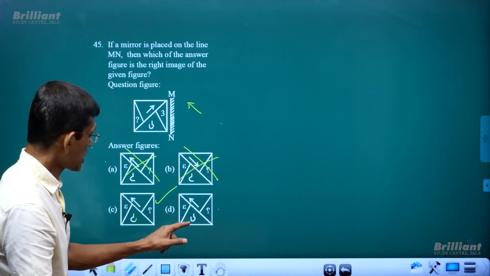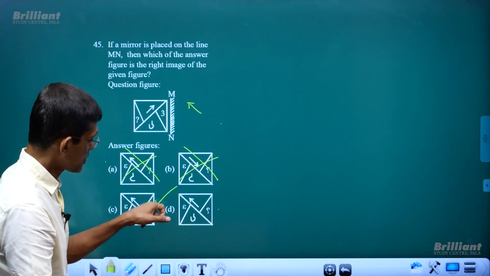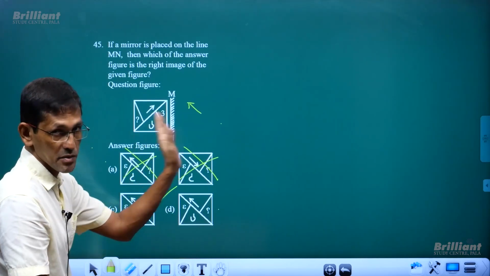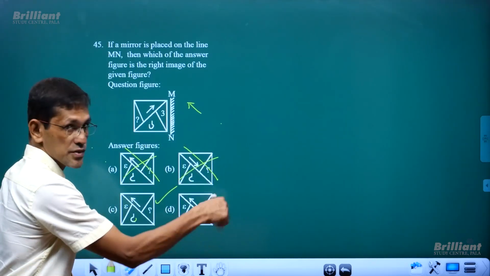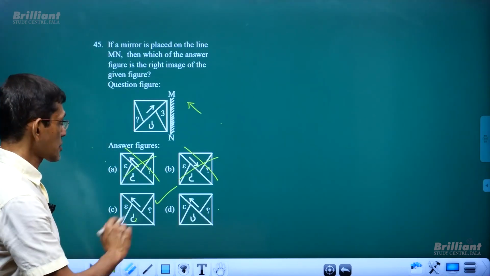So C and D, the only difference is this hook. The opening part of the hook is towards the left. In the mirror image, left becomes right. So it must be towards the right. So in this case, the image C is perfect. So that is the answer, C.